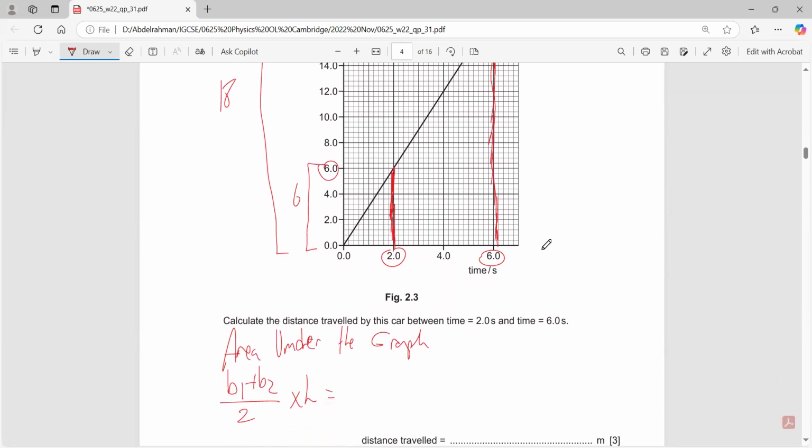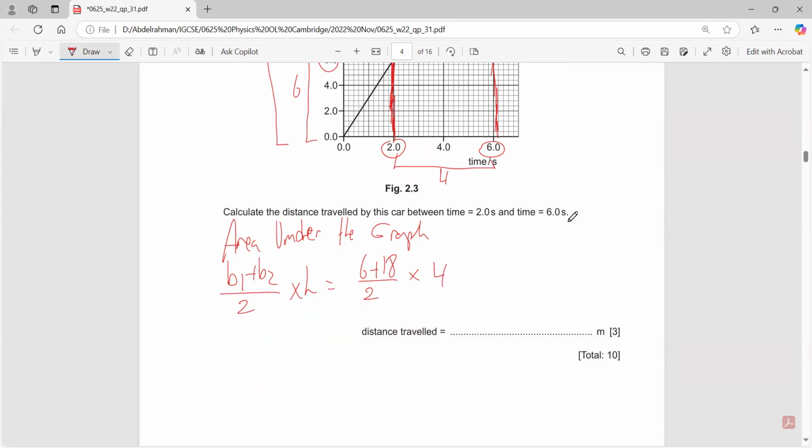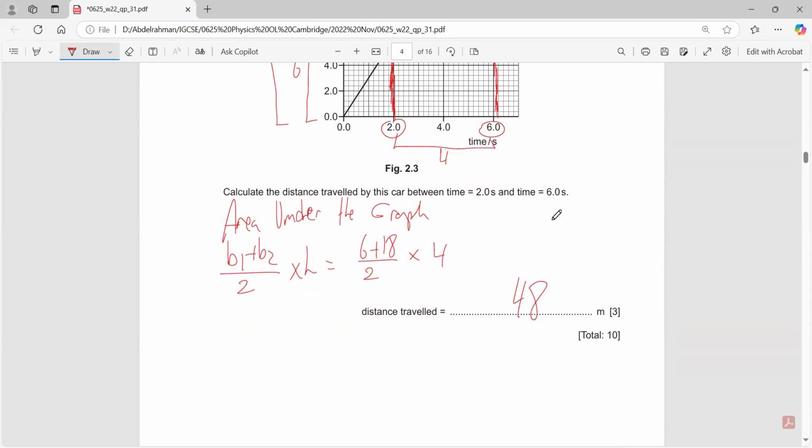6 plus 18 times the height, which is the difference between them, 4. 6 minus 2 is 4. It's not because 4 is in the middle, okay? It's because 6 minus 2 is 4. Okay, you can use a calculator to find the answer. The answer would be around 48 meters.